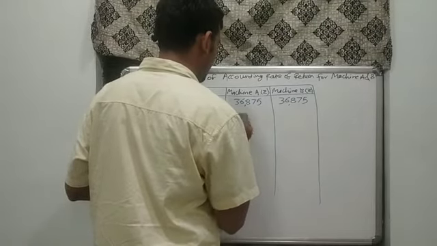So average net earning is 7,375. 7,375 multiplied by 100 divided by 56,125. So accounting rate of return for this is 13.14%.